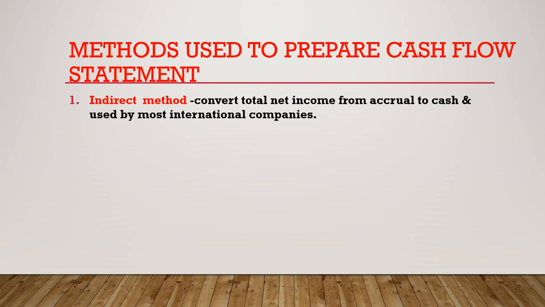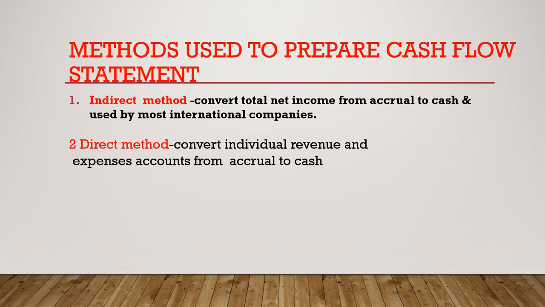Here we have two methods that we use to convert the accrual accounts into cash. We have the indirect method, converting total net income from accrual to cash. This is used by international companies, maybe because they are only interested in net income. And then the direct method converts individual revenue and expense accounts from accrual to cash. So let's say you sold something and that was revenue you got, and then these expenses, those need to be converted into cash before you prepare your balance sheet.